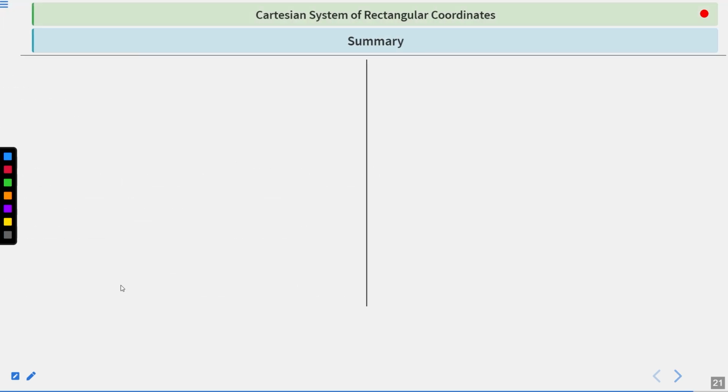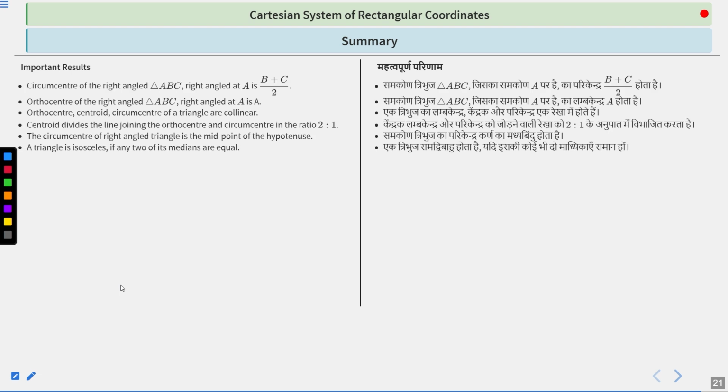Clear? After that, we have seen some important results, in which we have seen the circumradius of a right angle triangle ABC, right angle at A, is basically (b plus c) by 2. The orthocenter of a right angle triangle, right angle at A, is A. The orthocenter, centroid and circumcenter of a triangle are collinear. The centroid divides the line joining the orthocenter and circumcenter in the ratio 2:1. The circumcenter of a right angle triangle is the midpoint of the hypotenuse. A triangle is isosceles if any two of its medians are equal.